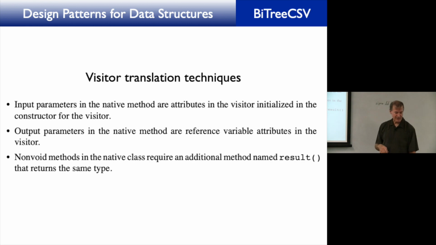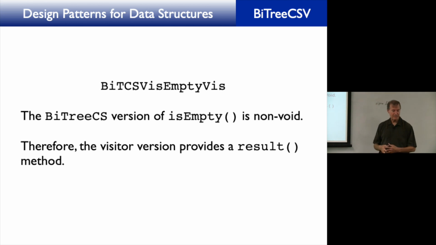And so here's our translation techniques. This is all the same as we had before. The input parameters in the native methods are attributes in the visitor, initialized in the constructor for the visitor. The output parameters in the native method are reference variables, and the non-void methods have that extra little underscore result. And we have to provide an extra little result method. And we will start off with the ByTreeCS is empty visitor. I tell you, we wanted to make these names unique. It was kind of hard. So the ByTreeCS version of is empty is non-void, therefore the visitor version provides a result method.